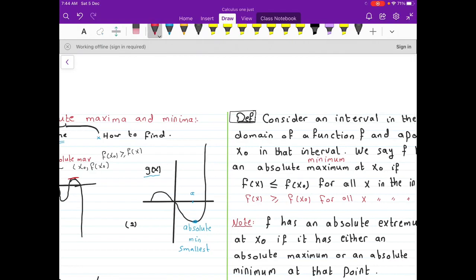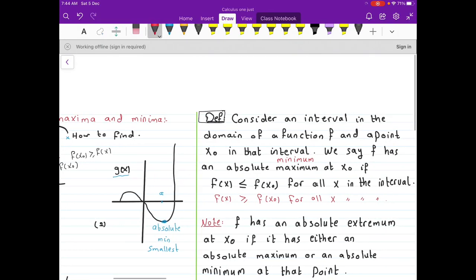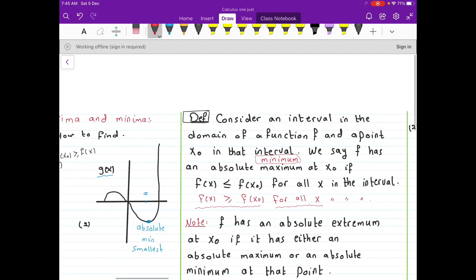And we say, consider an interval in the domain of the function f and a point x naught in that interval. We say f has an absolute minimum if this condition holds: f(x naught) is less than or equal to f(x) for all x in the interval. Like this point, f(a) is less than or equal to f(x) for all x in the domain.